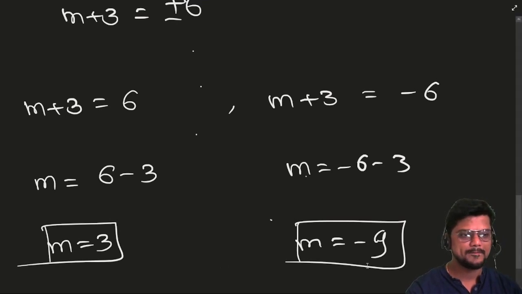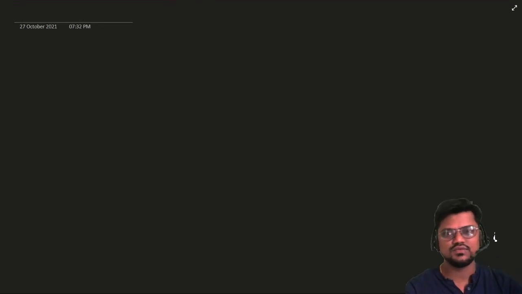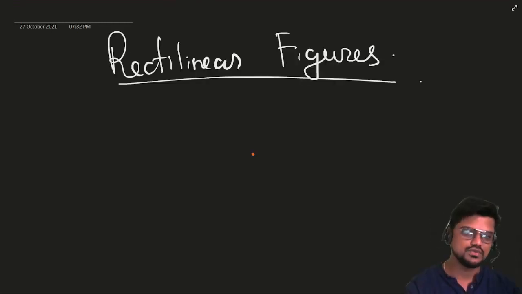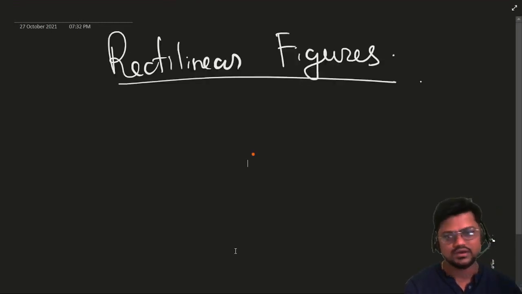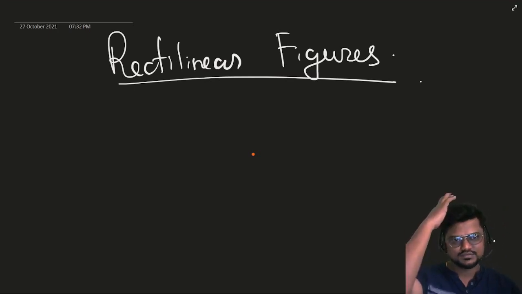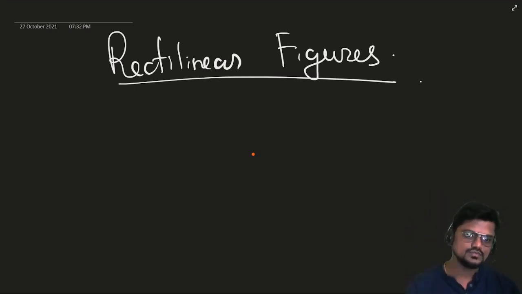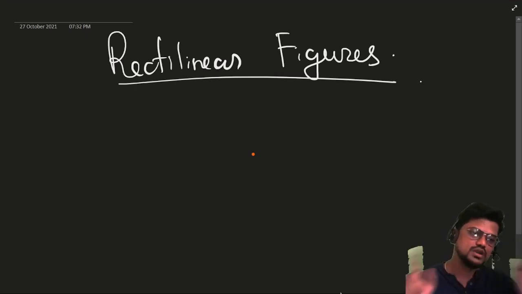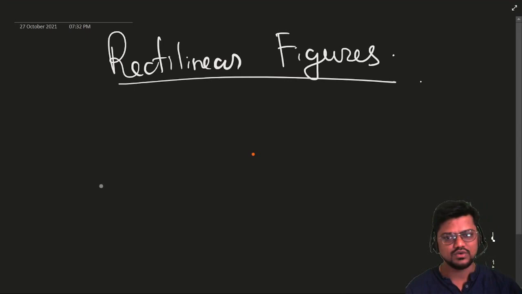No, sir. Sir, which new chapter are you starting? We are starting with rectilinear figures. First of all, what are polygons? Let us understand what are polygons. What are rectilinear figures first? Any figure which is bounded by straight lines. Yes, any figures which are bounded by straight lines.